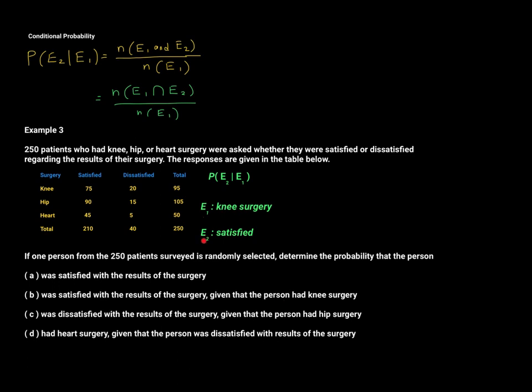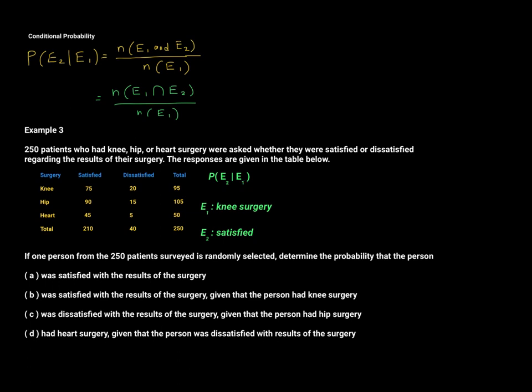E sub 2 represents the event that the person chosen randomly is satisfied with the results. So we are asked to find the probability that E sub 2 is going to happen given that E sub 1 has happened. What's the probability that the person selected at random is satisfied with the results of the surgery given that they had knee surgery?